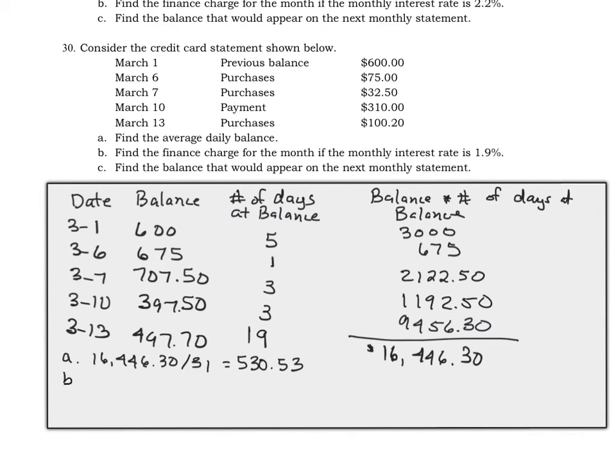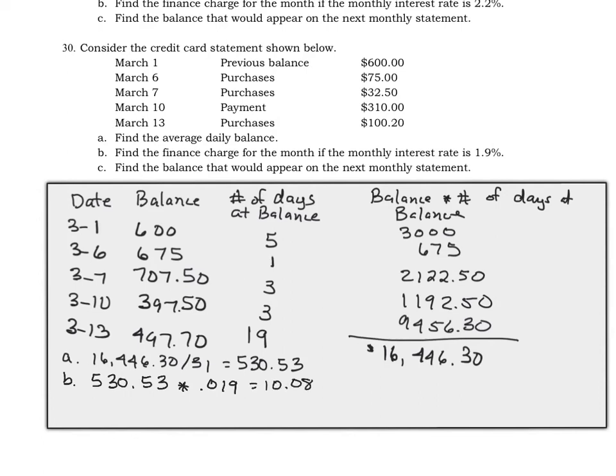1 9/10%. So I will take this average daily balance, not my ending balance, but the average daily balance, and multiply that times 0.019. So I have $530.53 times 0.019. And I get $10.08.